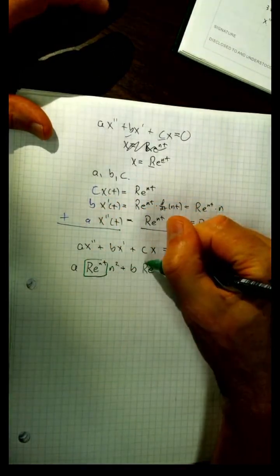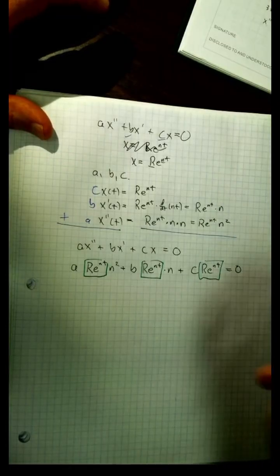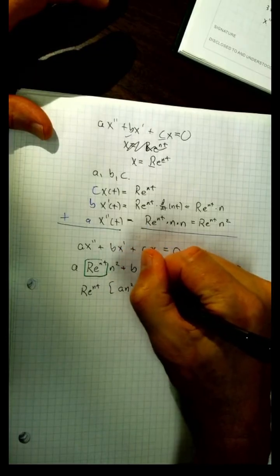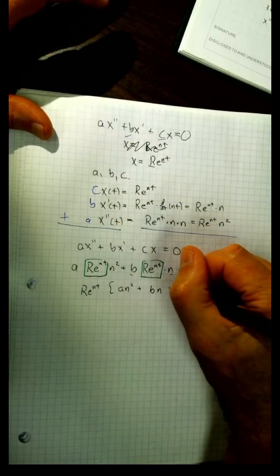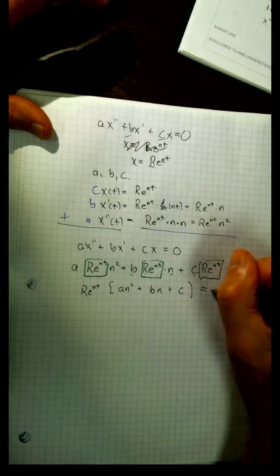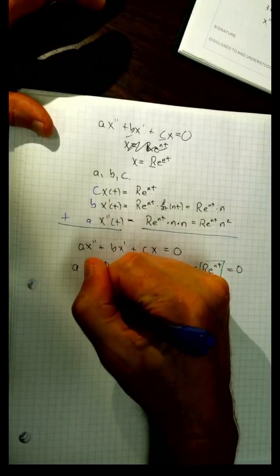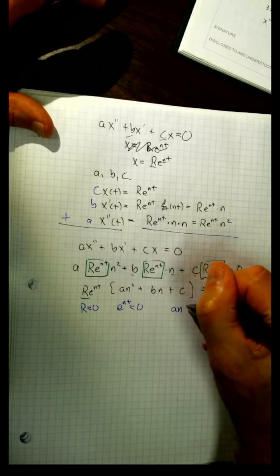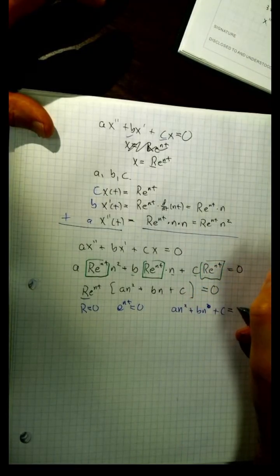Every term has r times e to the nt, so I can factor that out. If I do that, I'm left with an squared plus bn plus c is 0. Now I have three options. Either r is 0, e to the nt is 0, or this whole big thing, an squared plus bn plus c, is 0.